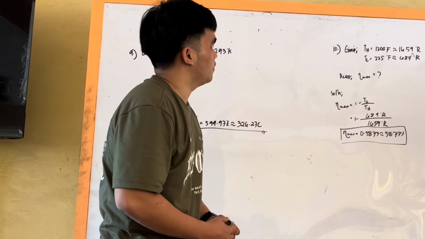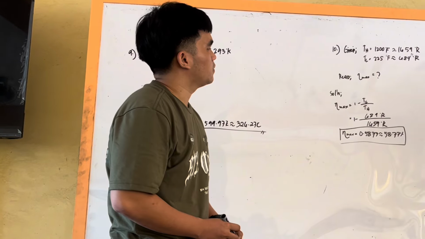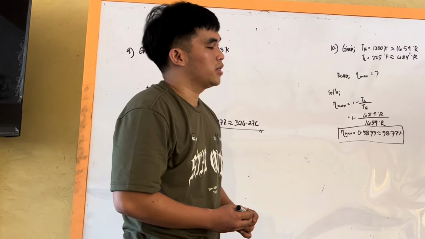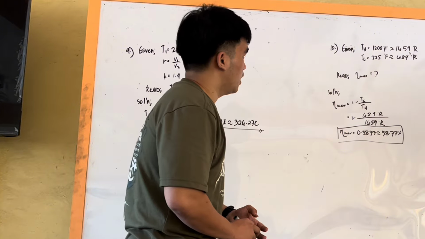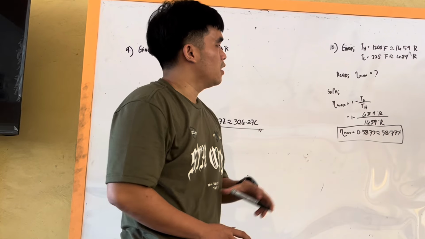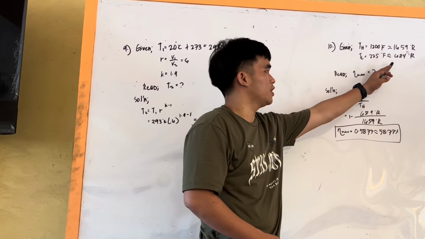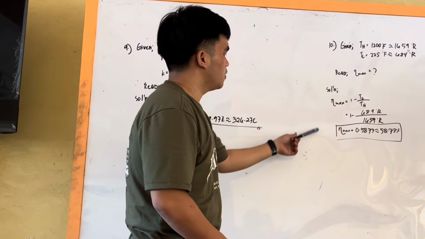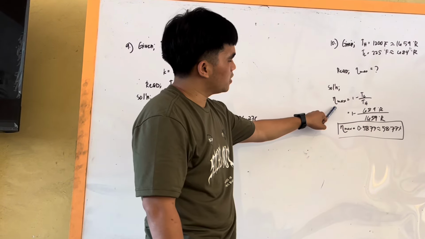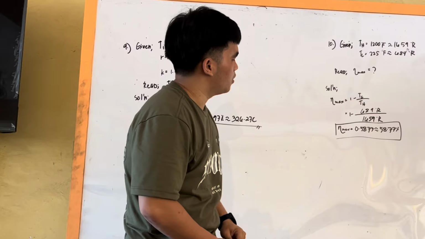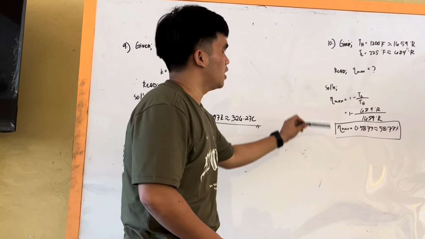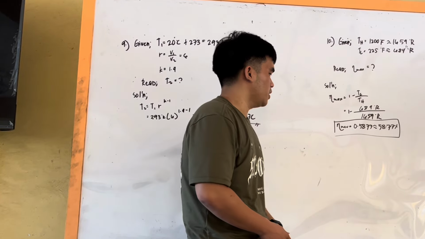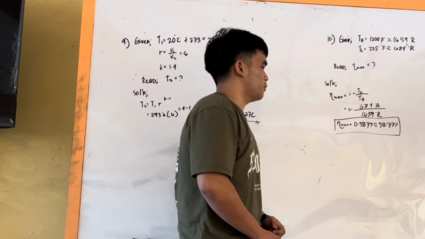is number 10. The given is TH equals 1200 Fahrenheit converted to Rankine, so we have 1659 Rankine, and the TL equals 225 Fahrenheit converted into Rankine, so we have 654. So the required is the max efficiency. So the solution is efficiency max equals 1 minus TL over TH. So inputting the given, our answer is 0.5877 or 58.77%.